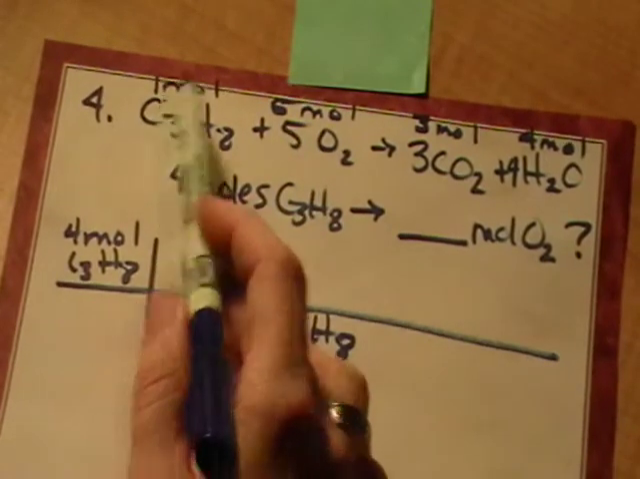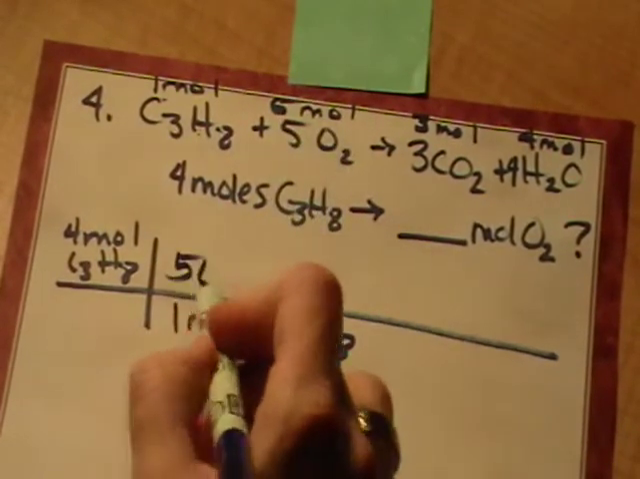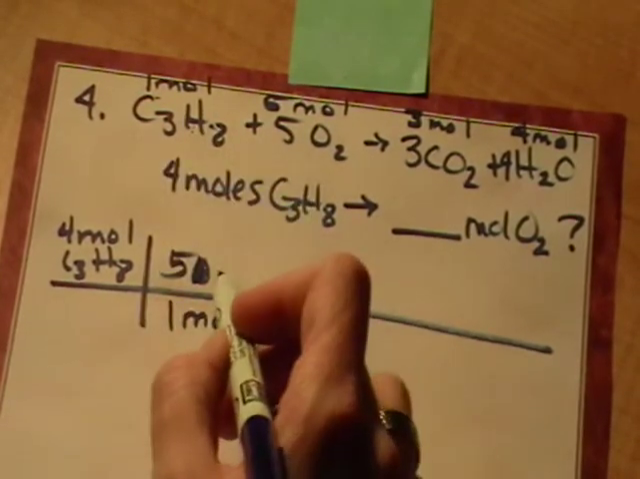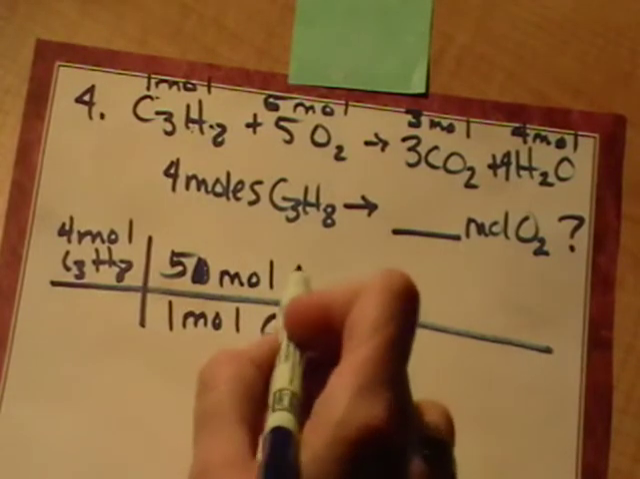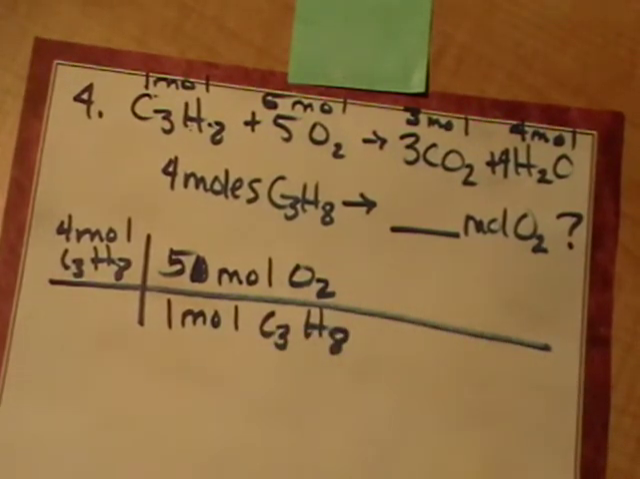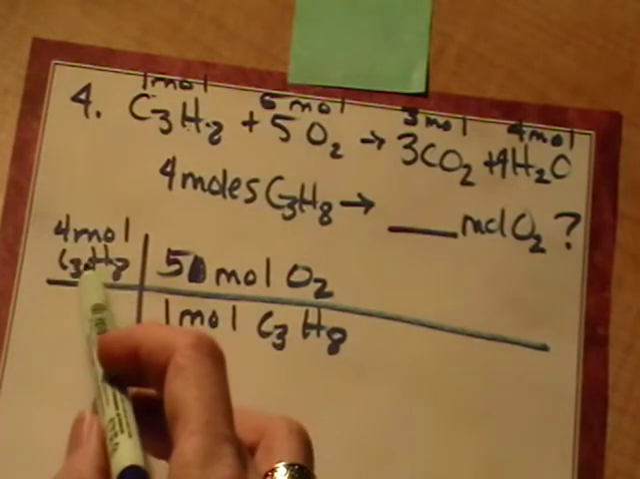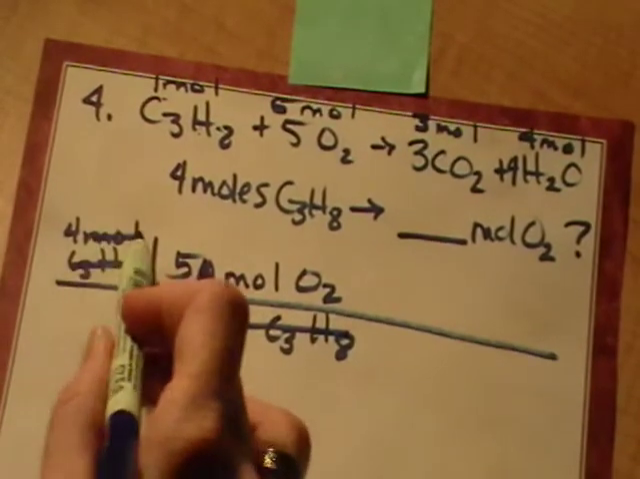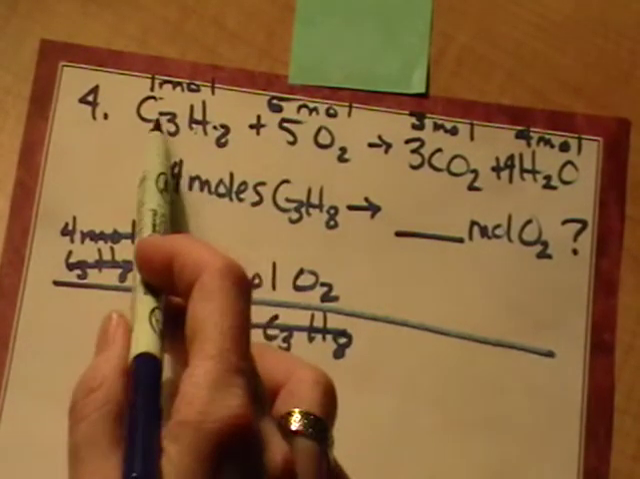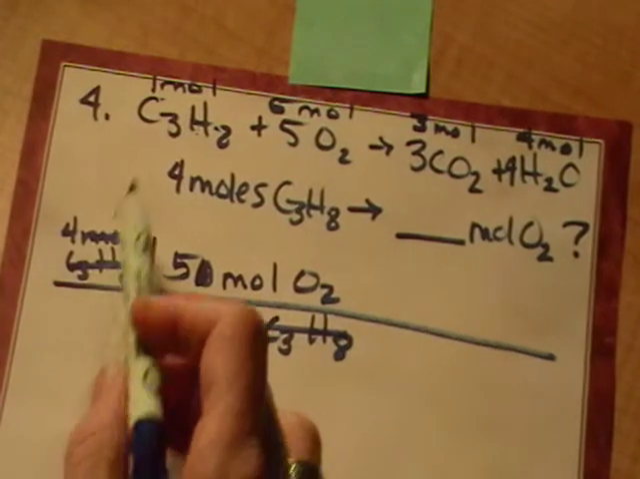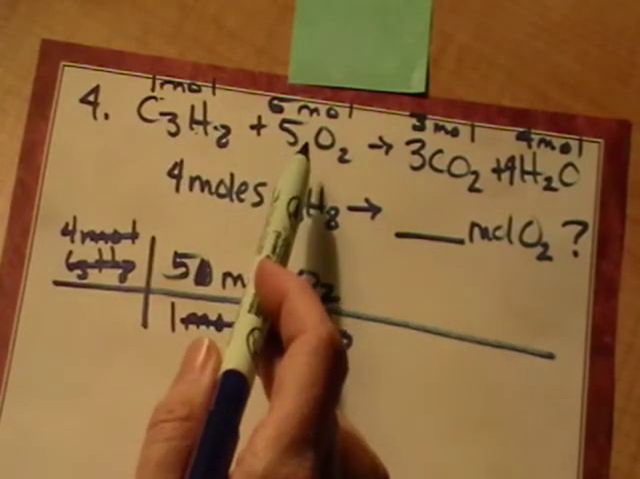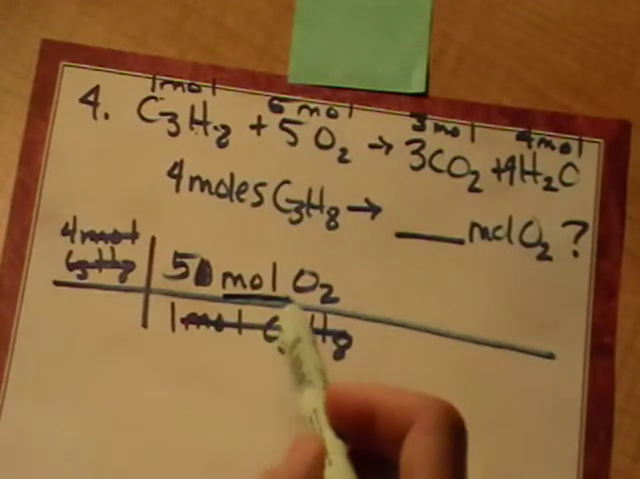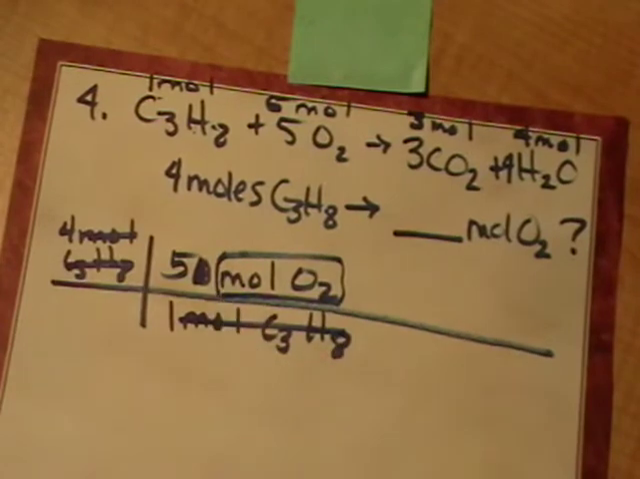So I have 1 mole here, I have 5 moles here. So I'm going to say that 1 mole of C3H8 is equivalent to 5 moles of O2. And when I do that, I see that I have moles of C3H8, moles of C3H8, so I can cross those out. So I used the chemical equation in order to move from moles of one substance to moles of another substance. The question is, how many moles of O2 do I have? Well, this is going to be answered because here I have moles of O2.